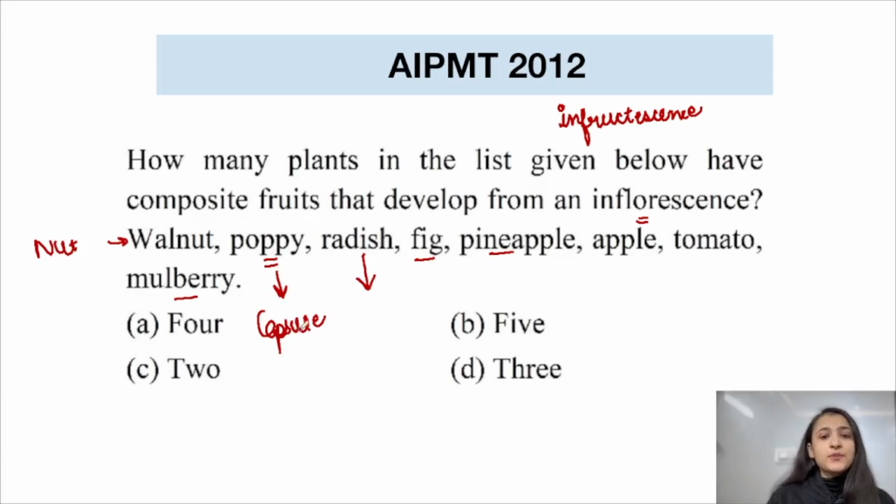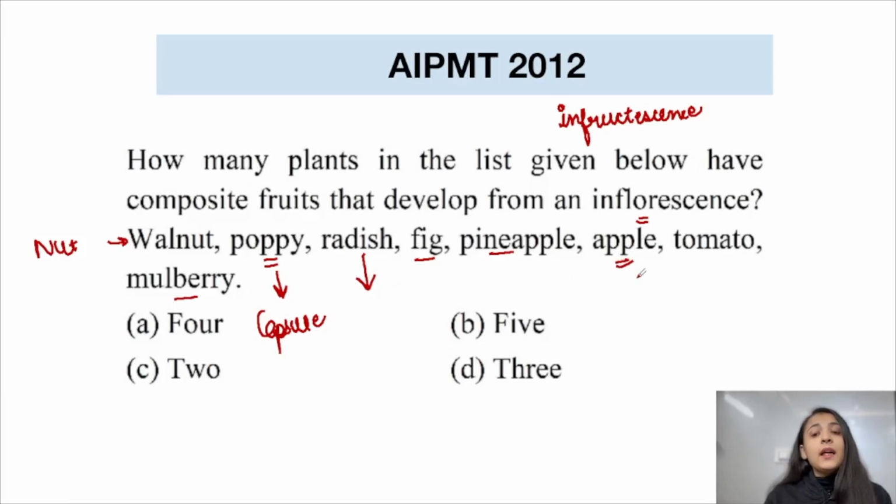The type is capsule. Radish is a root modification. It is a root that performs storage function. The radish that we consume is nothing but a modified root that has modified itself to perform the storage function. It stores food. So this option is also incorrect because this is neither a simple fruit nor a composite fruit. This is an underground modification. It is a root modification.